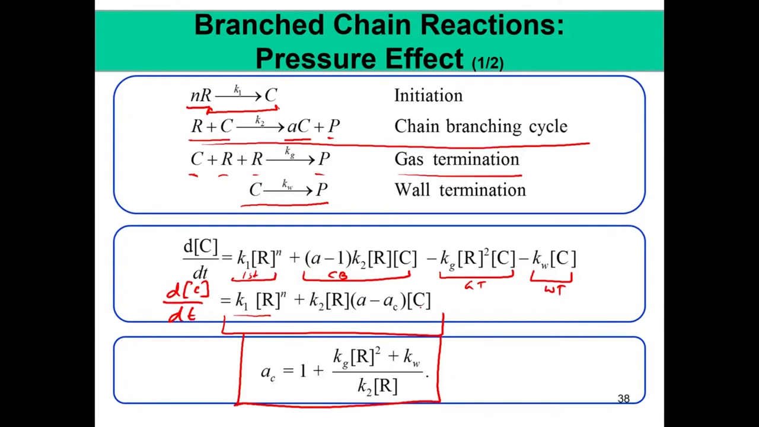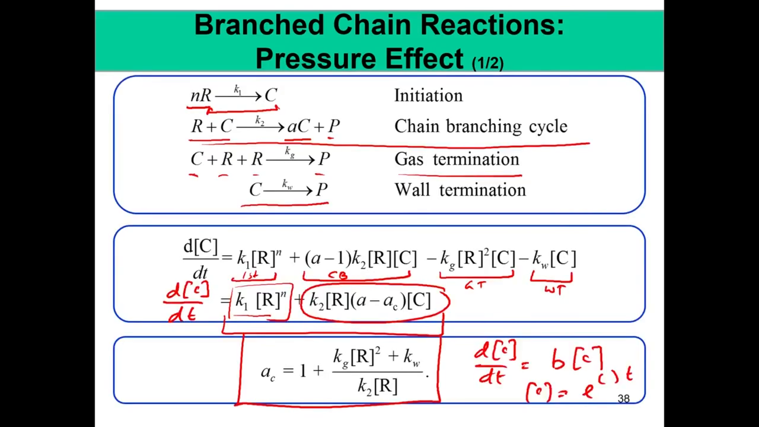Now, if we just forget about this part and focus only on this part, you will see that this is of the form dC/dt is equal to some constant b times C. What is this form? If you solve it, you will find that it becomes d ln C is equal to b dt, and if you integrate it, you will have C is equal to e to the power of some constant times t. So, it has got an exponential behavior.